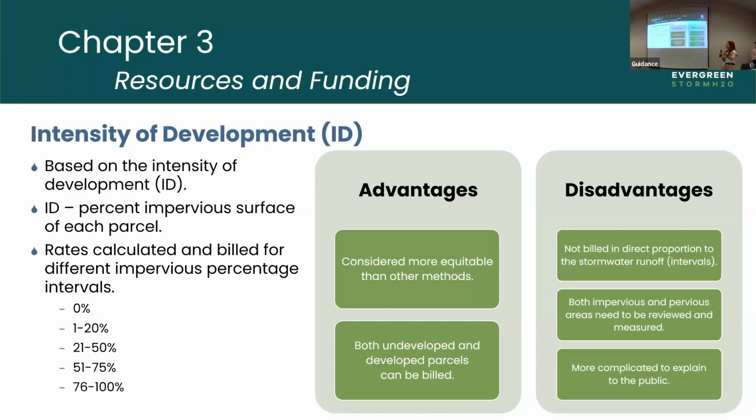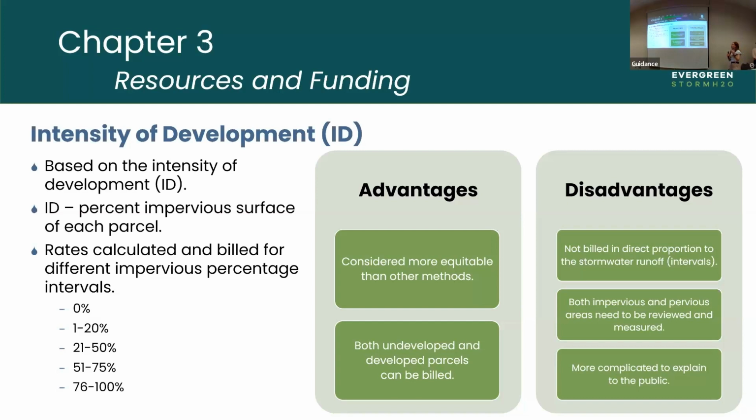So the advantages and disadvantages to this method: you are now taking into account more than just impervious surface. You're taking that entire lot size into account, so it is seen as a little bit more equitable. But the disadvantage of that is you're often billing in an interval. So again, you and your neighbor, you have 21% impervious surface, your neighbor has 49% impervious surface, you're paying the same rate. So that's something that, if you're choosing these methods, when you're thinking about these disadvantages, a lot of it is how can you prep yourself to communicate this and just defend the strategies that you're picking.